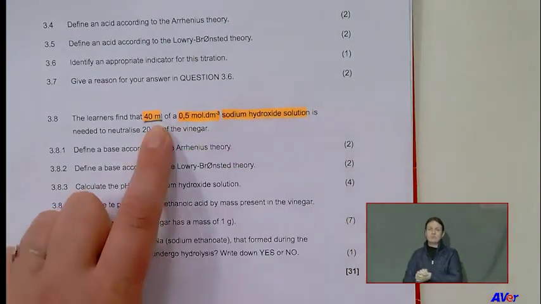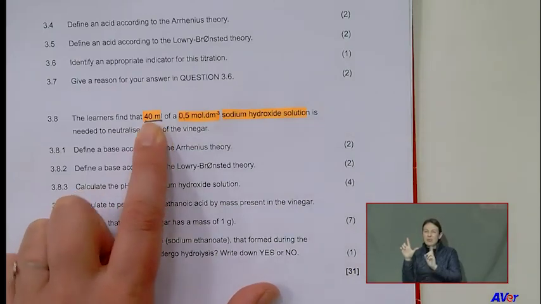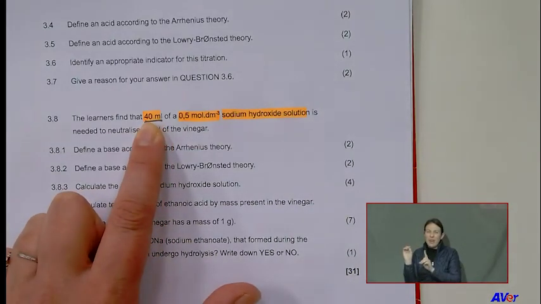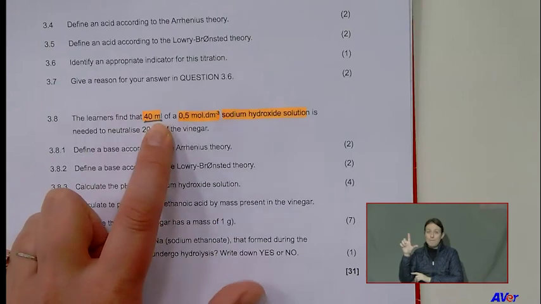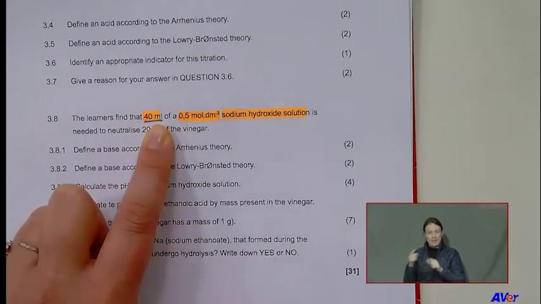What quantity is 40 milliliters? It is the volume that's given to you. However, we usually work in centimeters cubed, which we convert to decimeters cubed. But now they give it to you as milliliters.